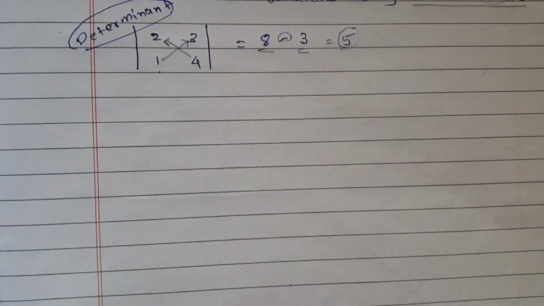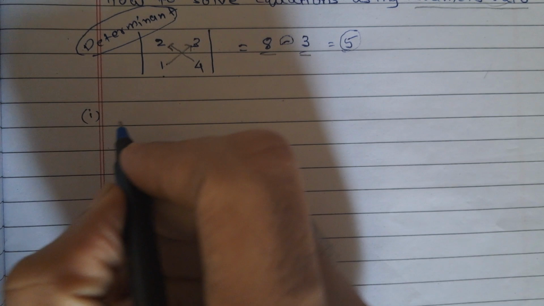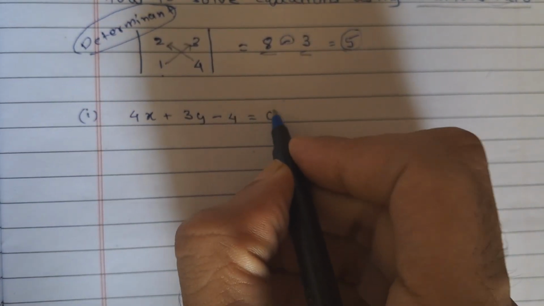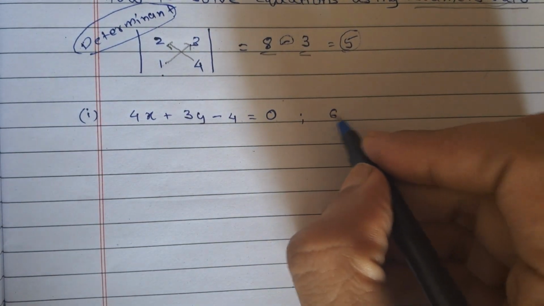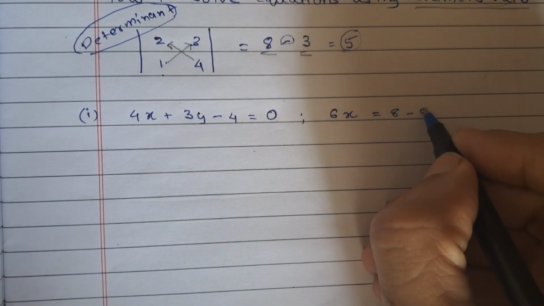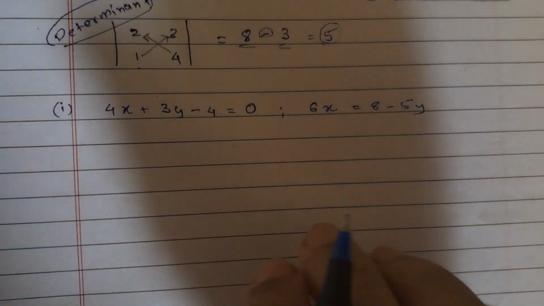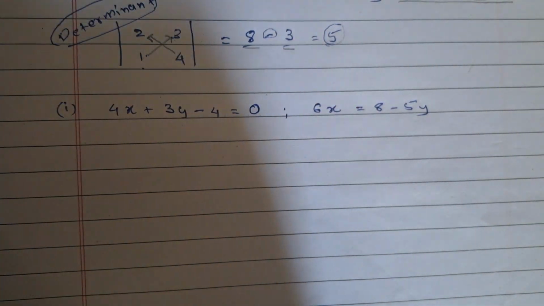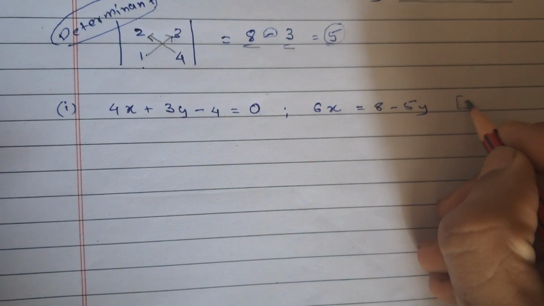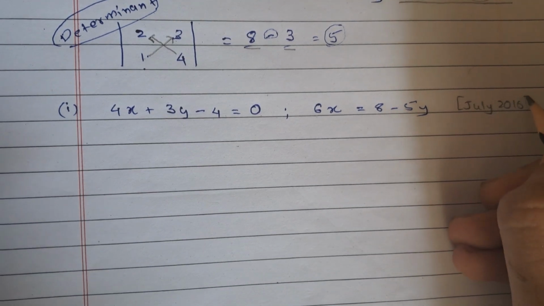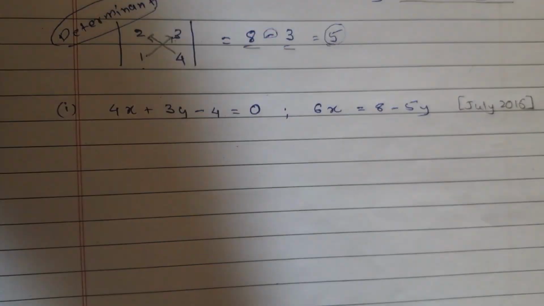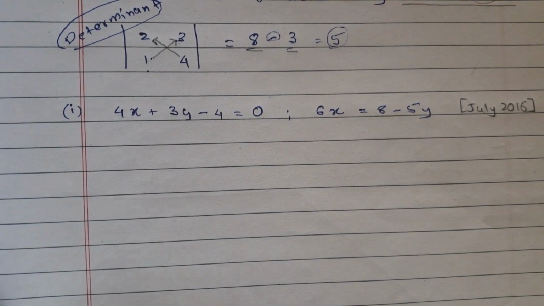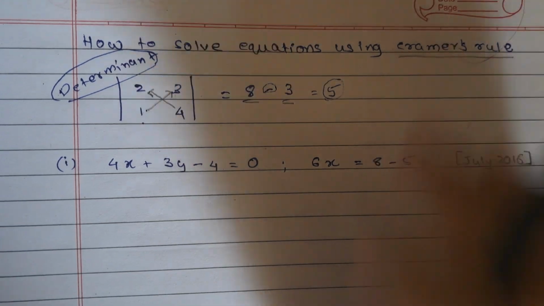So let's pick up a couple of equations first of all. Let me take an example like 4x plus 3y minus 4 is equal to 0, and the other equation as 6x equals 8 minus 5y. The reason why I'm taking this example is because this was one of the questions that appeared in the Maharashtra board exam of July 2016, and the question asked the student to solve it using Cramer's rule.